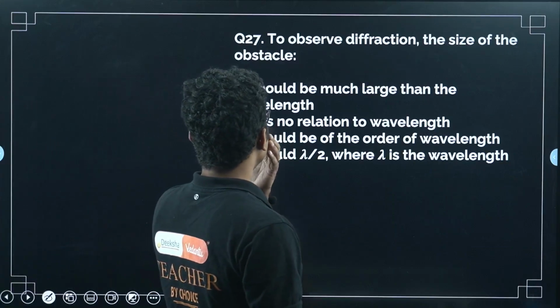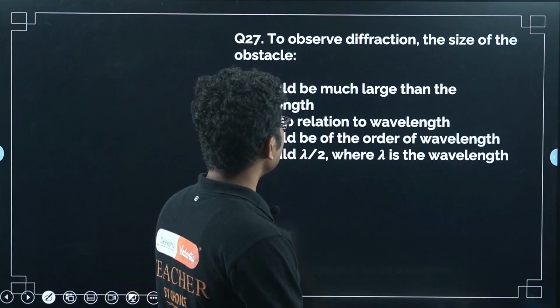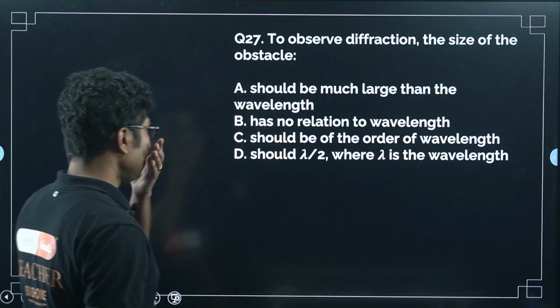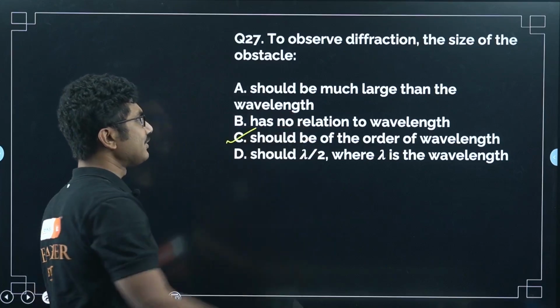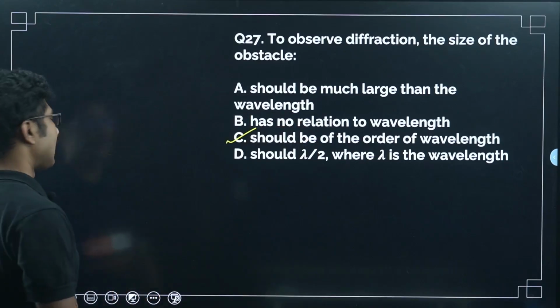Last 3 questions. To observe diffraction, the size of the obstacle should be of the order of the wavelength. I mentioned this just a few slides back.